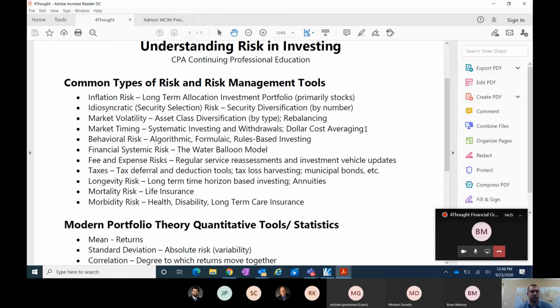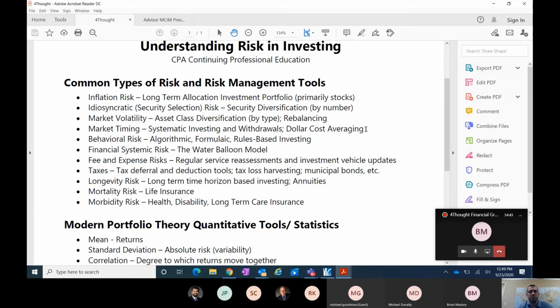Okay, financial systemic risk and the water balloon model. I'm going to come back to this. I'm actually going to leave this one for last because it's a good segue into something we're going to talk about later. All right, fees and expense risks.